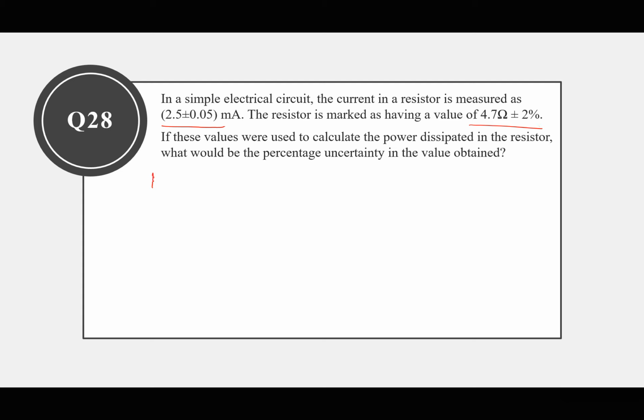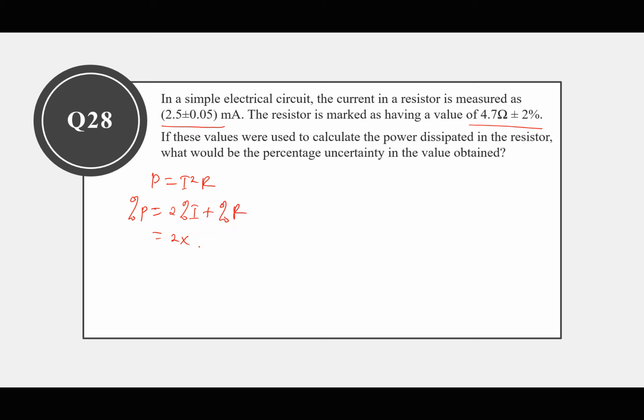So simply, power is equal to I squared times R, since we have I and R. There is a power, there is multiplication, so we just add the percentage uncertainties. So the percentage uncertainty in power will be equal to, because of the square, twice the percentage in I plus the percentage in R. We just add.